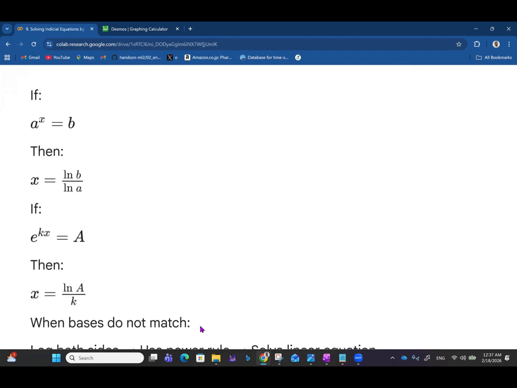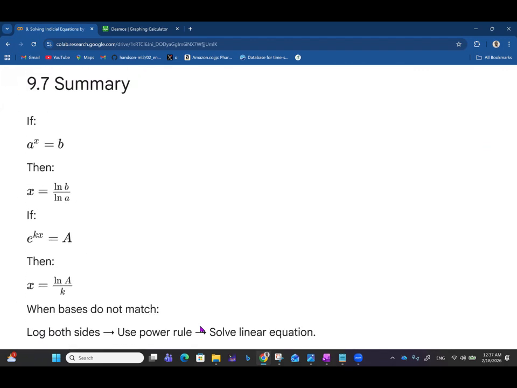In summary, we are simply saying that if a raised to the power x is equal to b, then x itself will be ln b over ln a, because you take ln of a raised to the power x equals ln b. So that's x ln a equals ln b. So divide both sides by ln a. So you have x is equal to ln b over ln a.